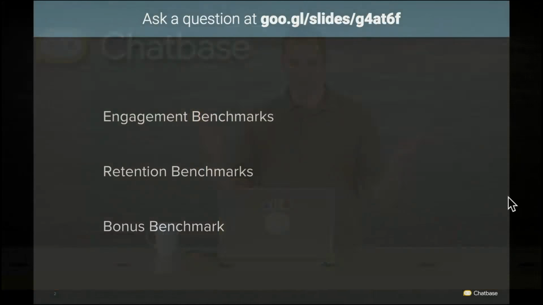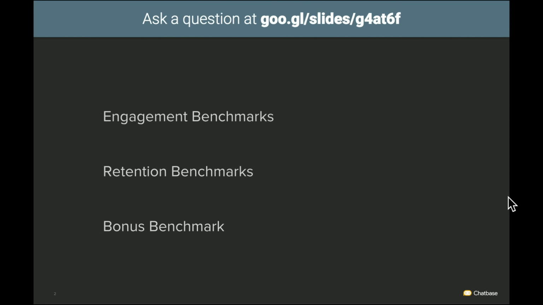We're going to start today by talking about engagement benchmarks, and we're going to spend a lot of time on engagement. It turns out it takes more than one metric to figure out the level of engagement in your bot. So we're going to talk about that across different industries and across different use cases. And then we'll also talk about retention. It's not enough to have engaging experiences, but you want people to come back to your bot. So we're going to do an analysis of retention as well.